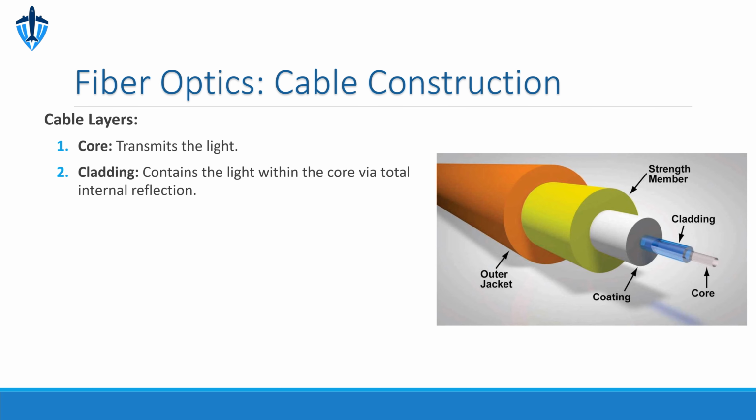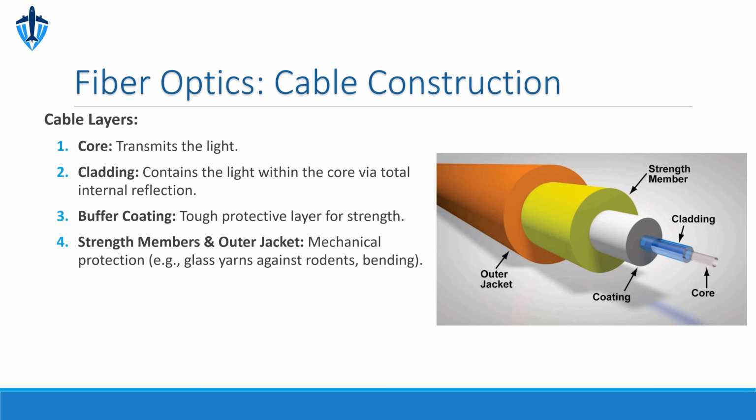which we'll discuss later. These optical components are fragile, so they are coated with a tough buffer layer for basic protection and strength. In cables, multiple fibers are bundled together. To prevent light leaking from one fiber from interfering with its neighbor, light-absorbing material is often placed between them. Finally, the cable gets an outer jacket and often strength members like glass yarns. These protect against physical damage, including from pests like rodents, and provide tensile strength.